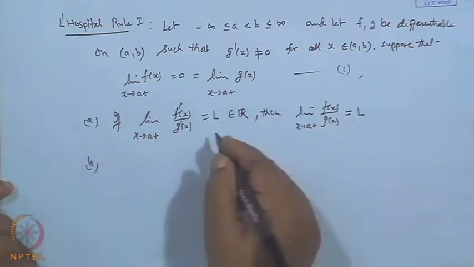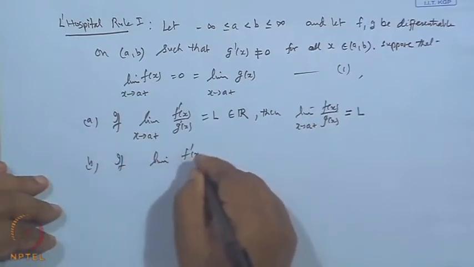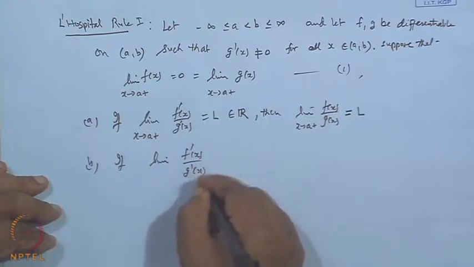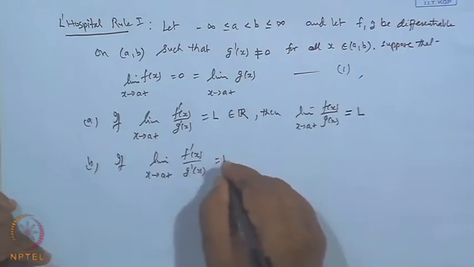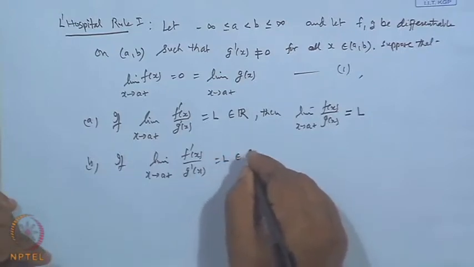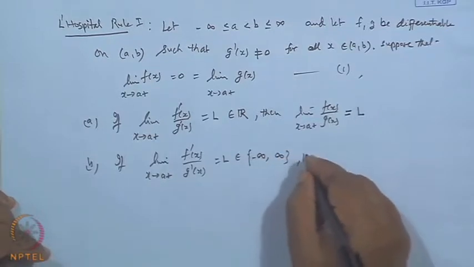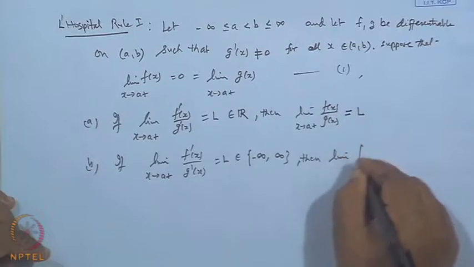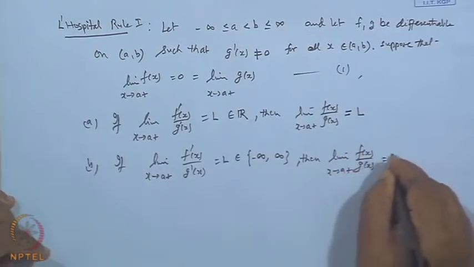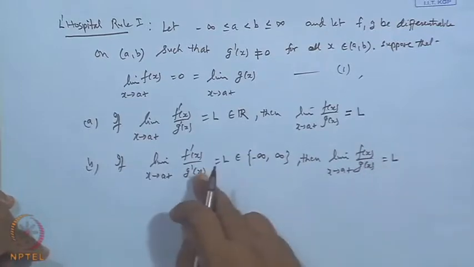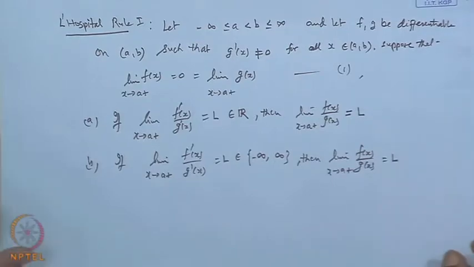The second case is if L is infinity or minus infinity. So, if the limit of this derivative ratio f'(x) over g'(x) when x tends to a plus is L, which is either minus infinity or plus infinity, then the limit of f(x) over g(x) when x tends to a plus will also be minus infinity or plus infinity depending on L. So, this is what is known as L'Hospital's rule.